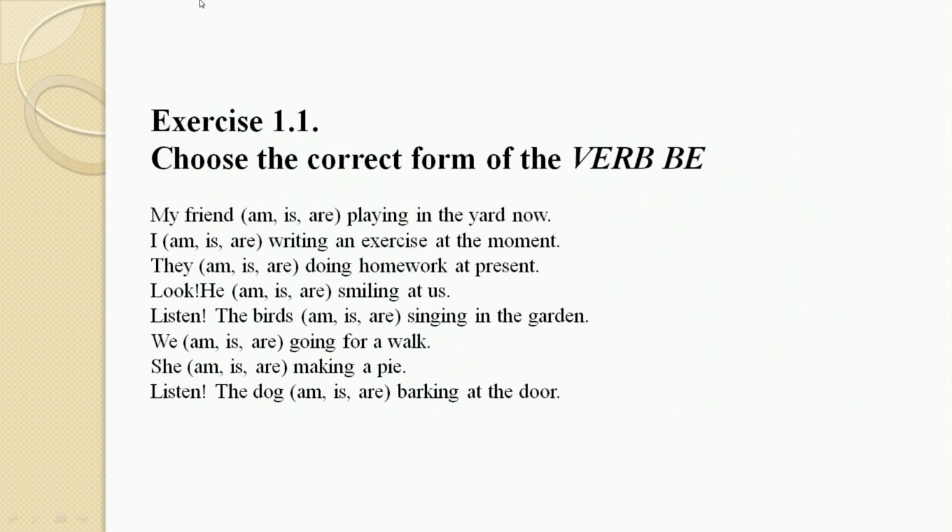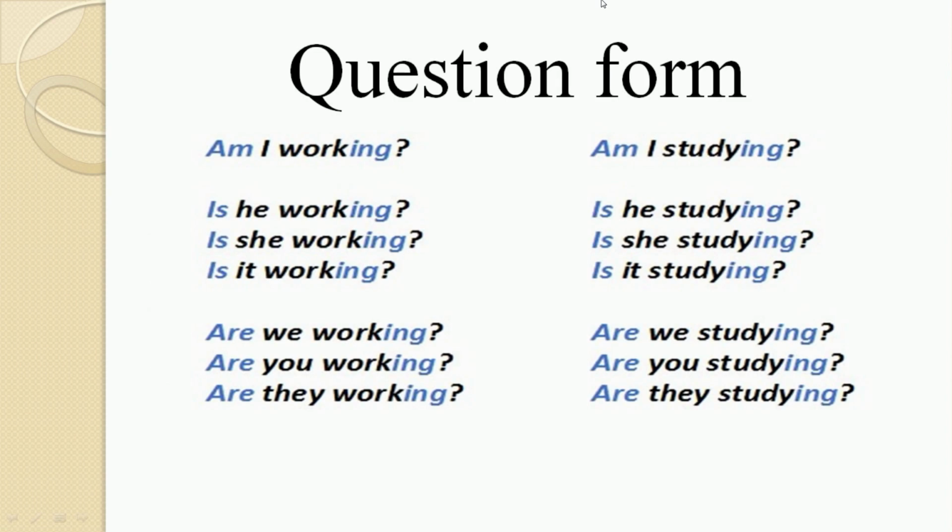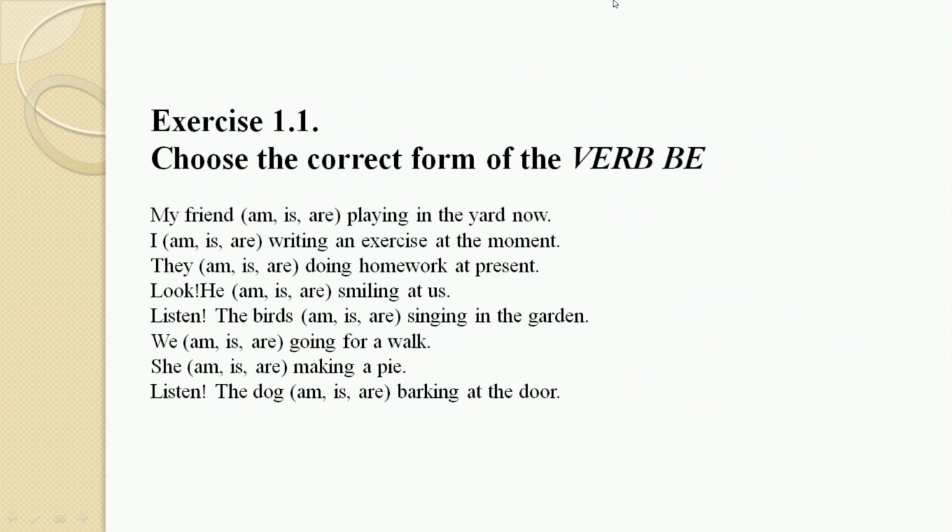And there is the question form. It is also made with the help of the verb to be. The to be form will be at the initial part of the sentence. Am I working? Is he working? Is she working? Is it working? Are we working? Are you working? Are they working? And something like this.